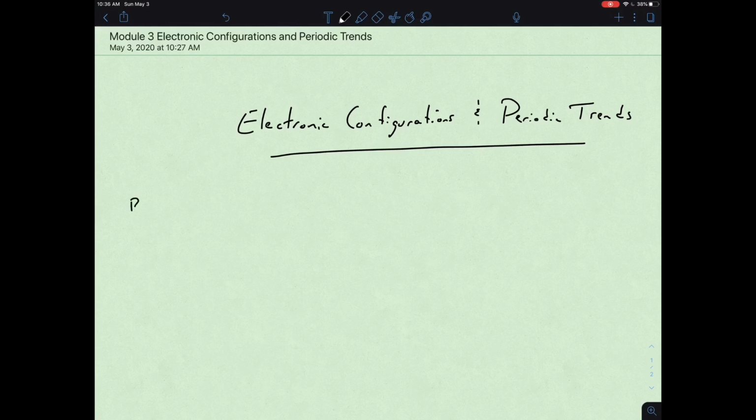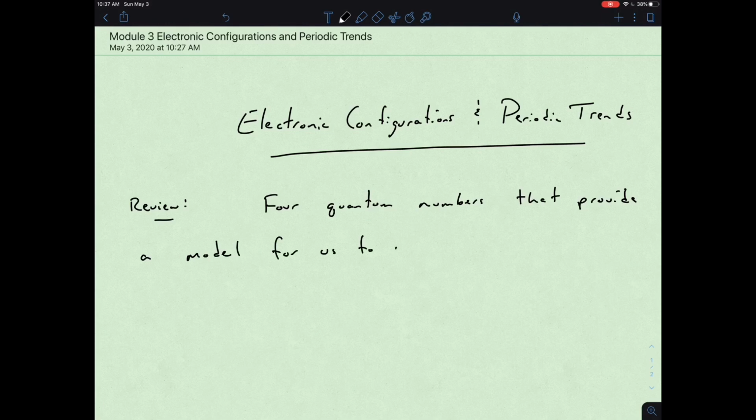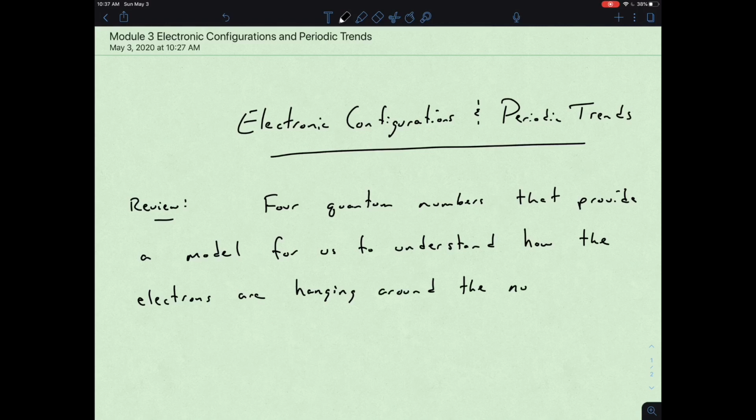Just a quick review, because we're really tied into the last module, is that we have 4 quantum numbers that basically provide a model for us to understand how the electrons are hanging around the nucleus.